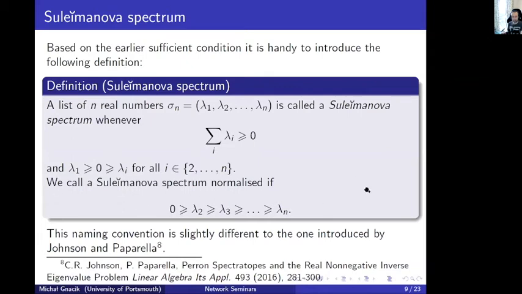There is further terminology: we can call this spectrum normalized if we can order those eigenvalues, so lambda 1 is greater or equal to lambda 2, lambda 3, and so on and so forth. This is what I call the normalized spectrum. Otherwise, if it's not normalized, I'm only going to assume that lambda 1 is positive and is the first entry of my list, and all other ones are negative or 0, but the ordering is arbitrary.